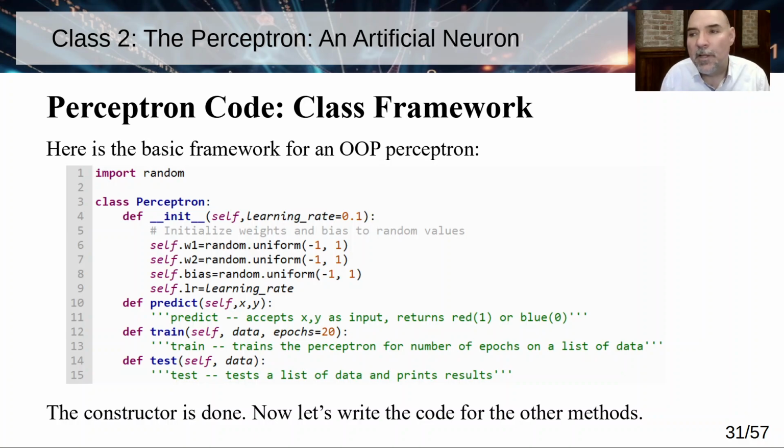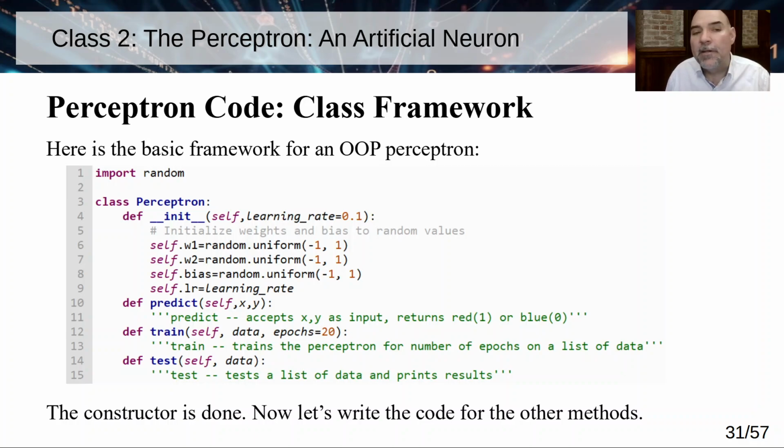I also set the learning rate. Notice I have in my constructor the ability to pass that in as an argument. In my case, I have a default value of 0.1. So think about that as a percentage. We're moving the knobs by 10% of the error each time.